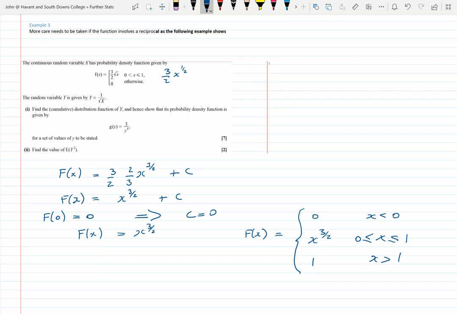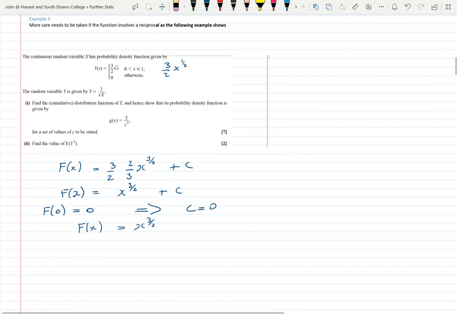It says find it. Oh no, it hasn't. My apologies. I didn't need that because it said find a cumulative distribution for y. So I didn't need to fully define it like I just did. So now we want to find the cumulative distribution for y.